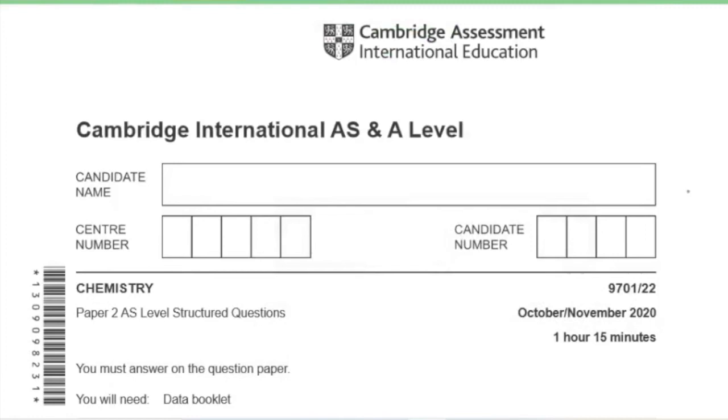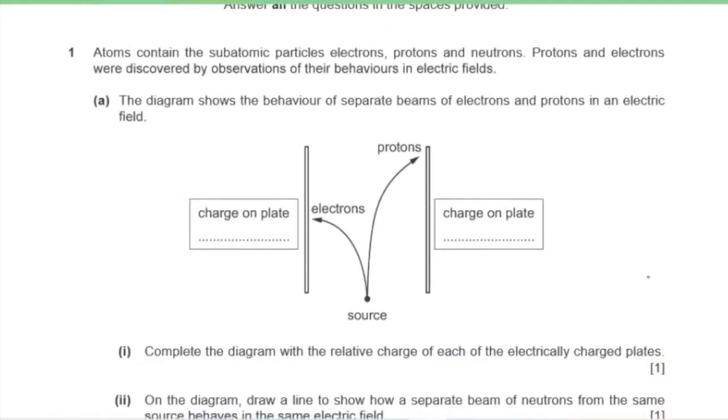Today I'll be solving Chemistry Paper 2 AS Level Structured Questions 9701 Paper 2, October-November 2020. Question number 1. Atoms contain the subatomic particles electrons, protons, and neutrons. Protons and electrons were discovered by observations of their behaviors in electric fields. The diagram shows the behavior of separate beams of electrons and protons in an electric field. Complete the diagram with the relative charge of each of the electrically charged plates.